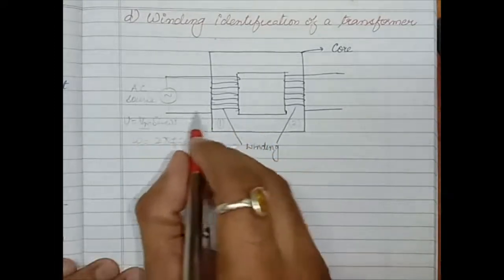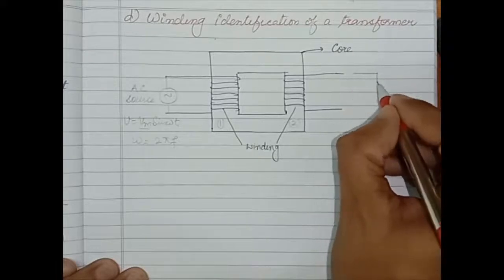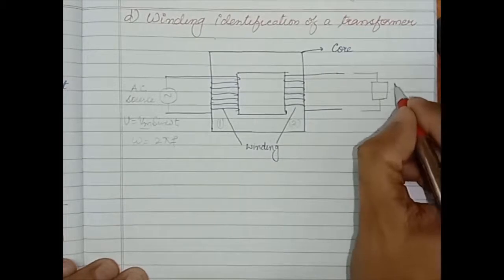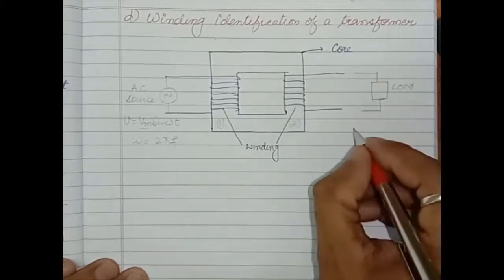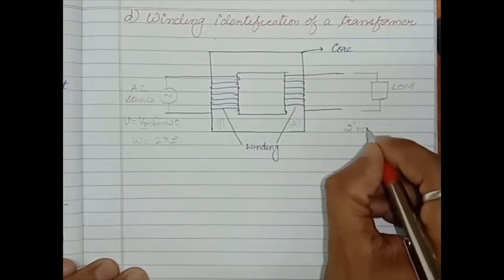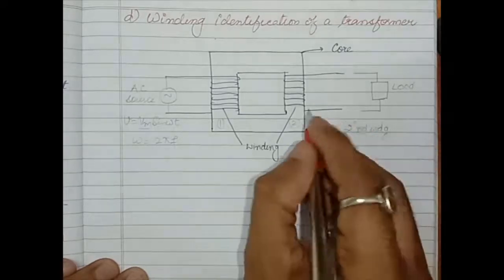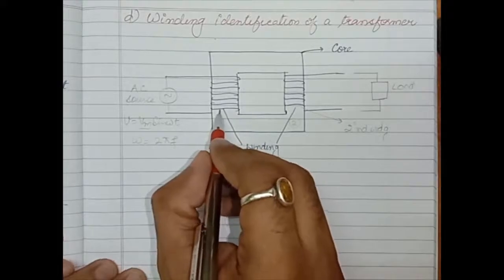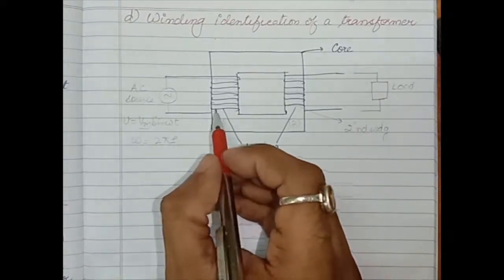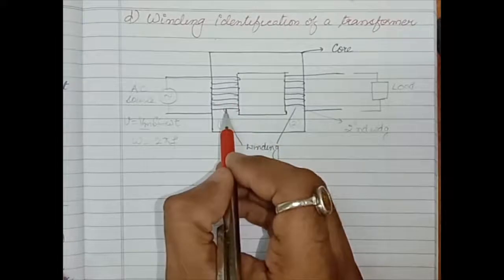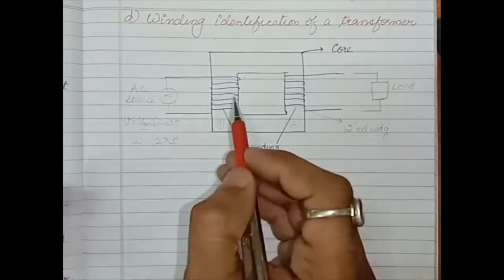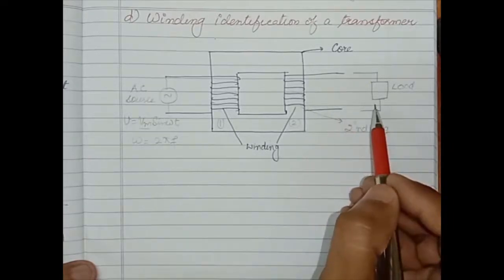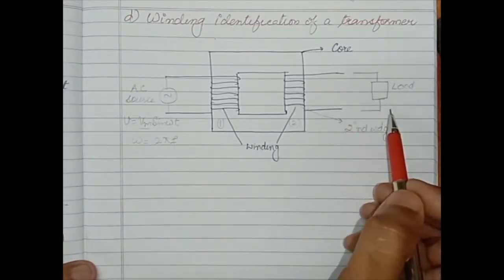Okay, and in this circuit, if a load is connected, what will happen? It is a load, so it will be called the secondary winding. This winding is known as the secondary winding, whereas this winding is known as the primary winding. Why is it so? Because in this winding the AC source is connected, so it is known as the primary winding, and in this winding the load is connected, so it is known as the secondary winding.